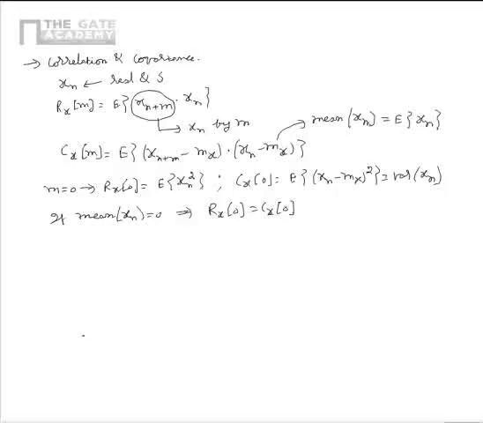From this we see that given a signal x(n) which is real and stationary, we defined the autocorrelation and covariance functions. Then we looked into the special case of shift m equal to 0, where Rx(0) is equal to the expectation of x(n) square and Cx(0) is equal to the variance of x(n). If the mean of x(n) is equal to 0, Rx(0) is equal to Cx(0), which is equal to the variance of x.